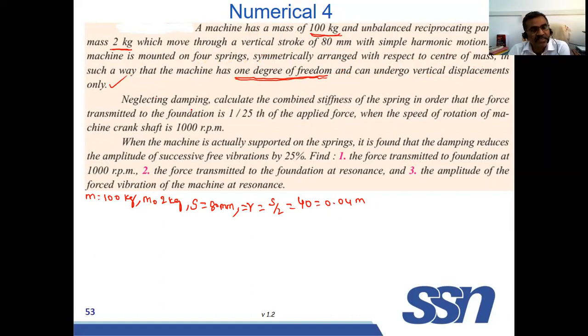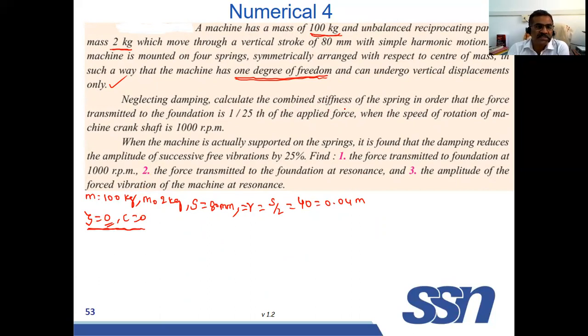Neglecting damping. What is the meaning of neglecting damping? Damping factor is equal to 0. That is, C is equal to 0. What is psi? C by Cc. If C is equal to 0, psi is also 0. If damping is neglected, then psi is equal to 0.